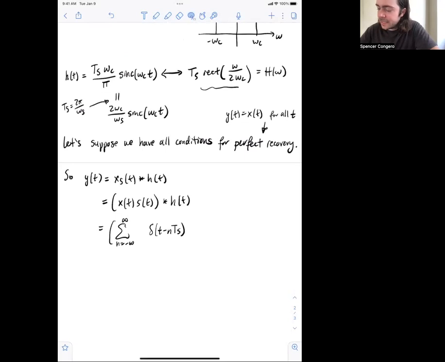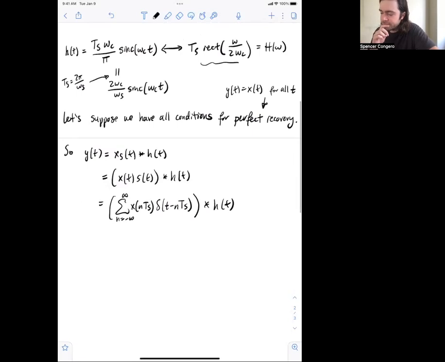But each delta is scaled by the value of x at that location of the impulse. So x of n t sub s. We saw this in a previous video. And we're convolving that whole thing with h of t.